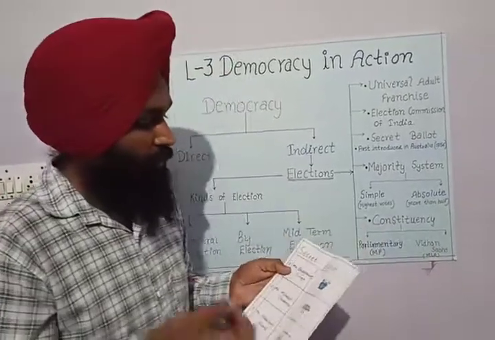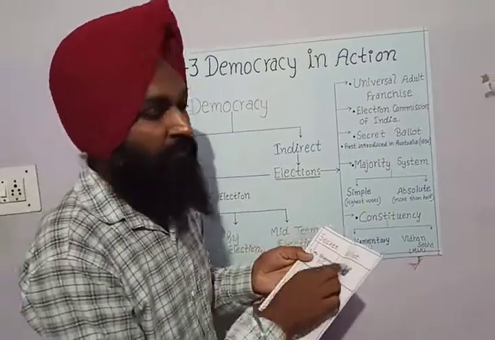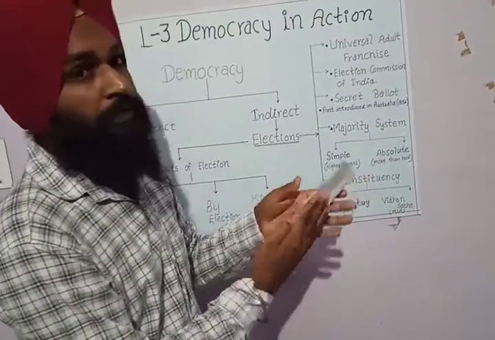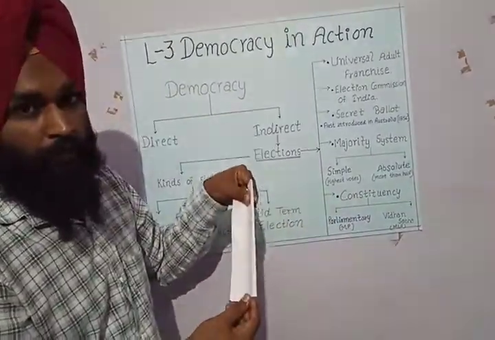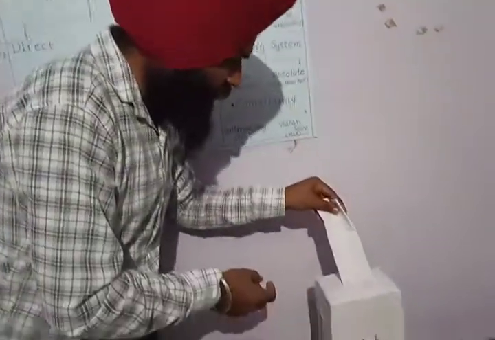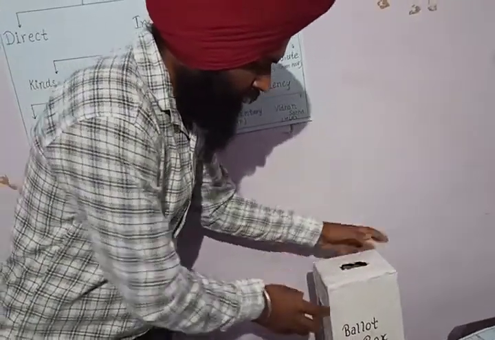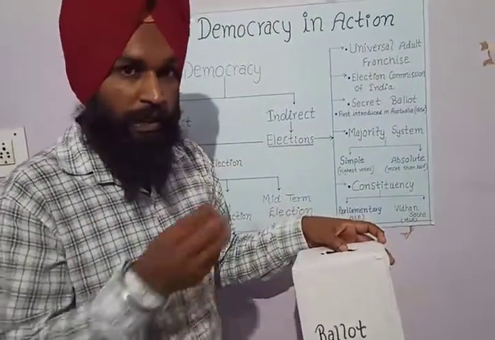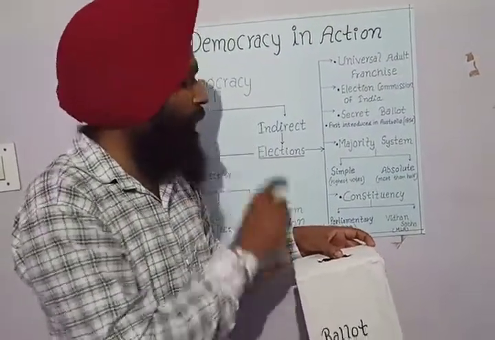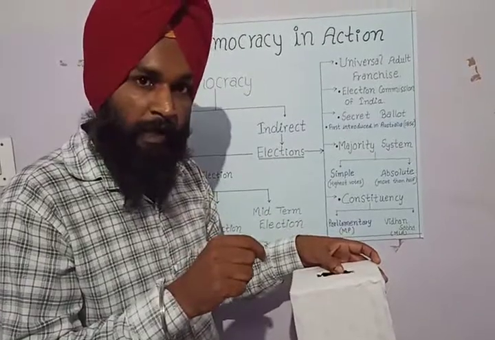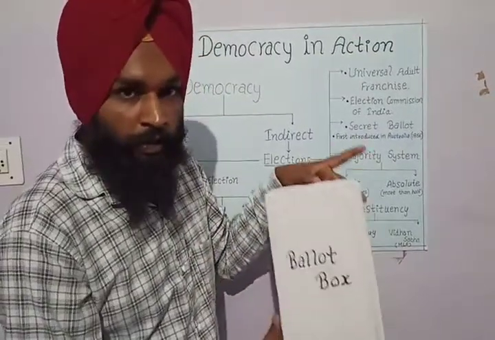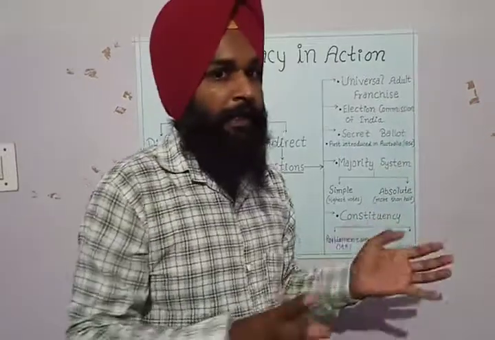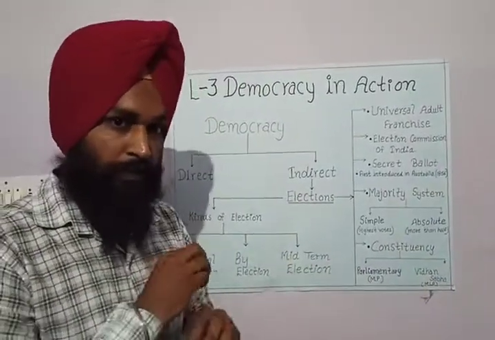He will choose his favorable candidate, stamp on it, and fold it, then the voter will put it in the ballot box. So this is the process of elections. All the voters come, choose their favorable candidate through the ballot paper and put it in the ballot box. After completing this process, elections are completed.